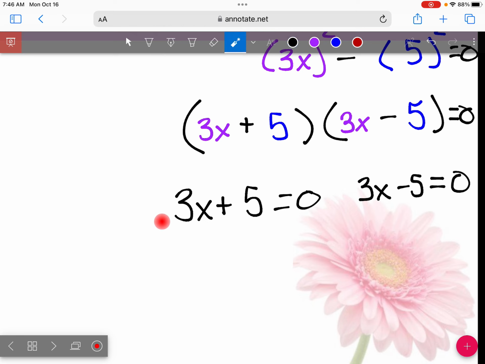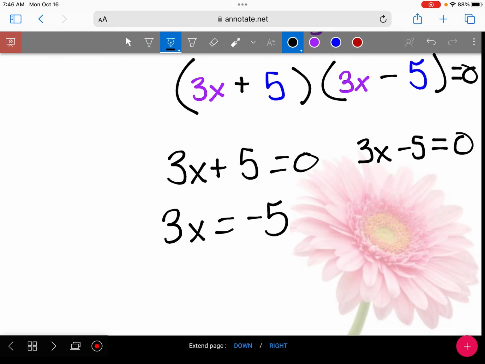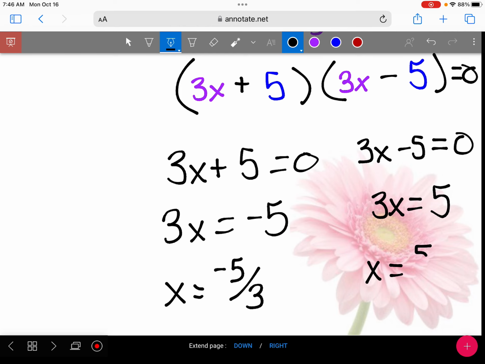So on our left-hand one, we're going to go ahead and start with subtracting 5 to get 3x equals negative 5. Then we're going to divide both sides by 3 to get x equals negative 5 thirds. And it's really similar on the right-hand side. We're going to add 5 this time to get 3x equals positive 5. Therefore, x equals positive 5 thirds.